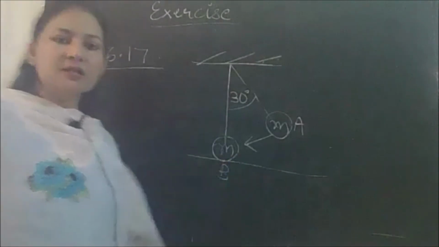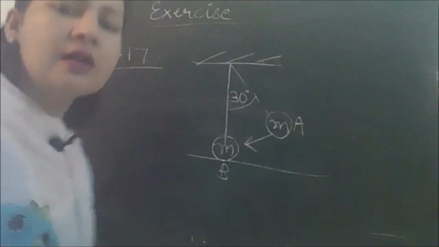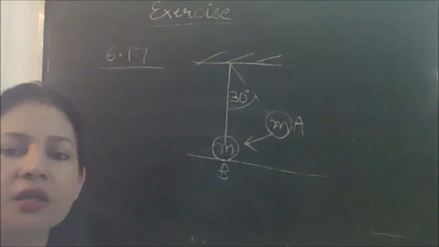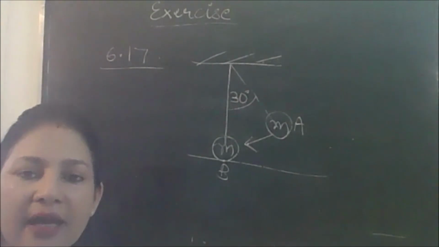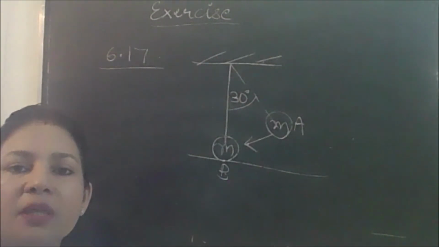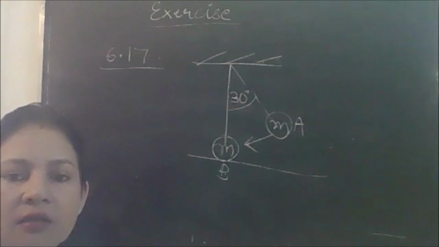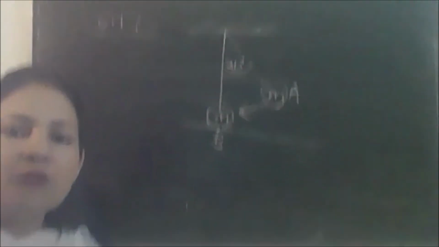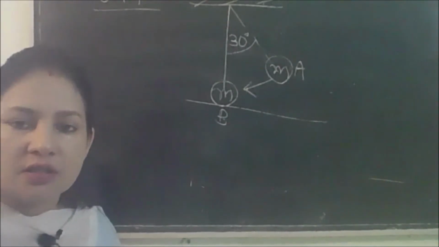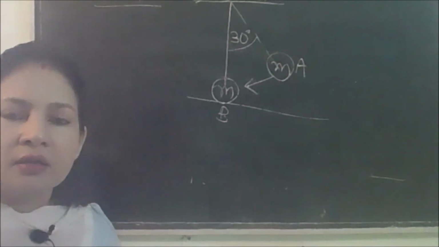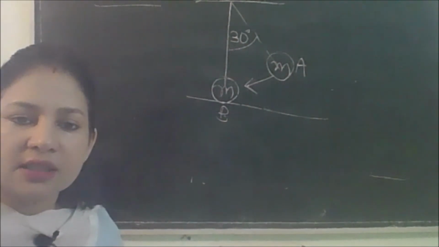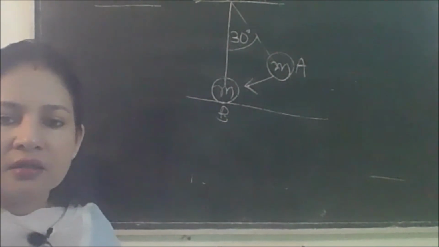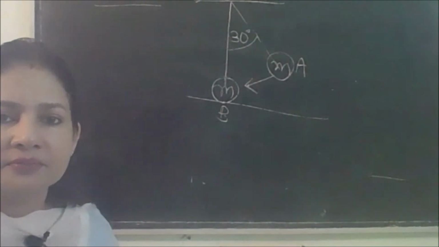So what will be the answer? Bob A will come to rest after the collision because in an elastic collision between two equal masses, the velocities are always exchanged. They always exchange their velocities. Is it clear? This concept is clear, students? All right.